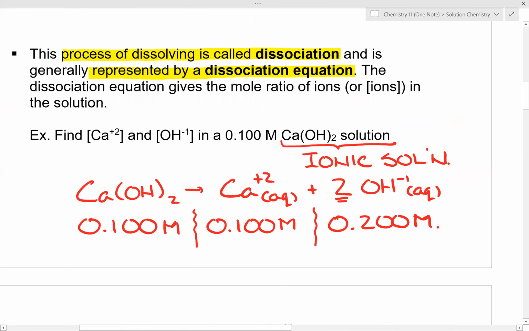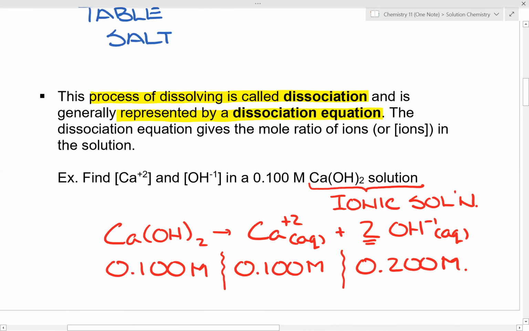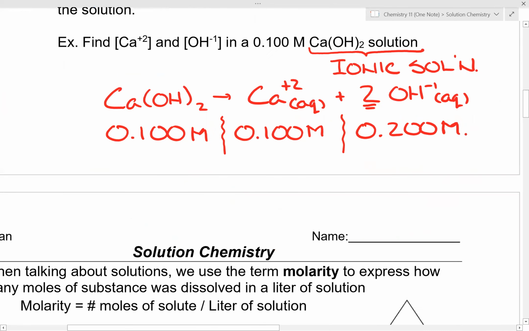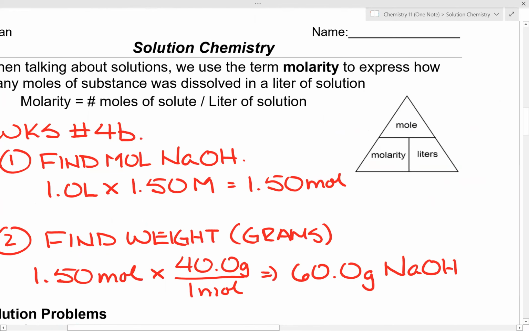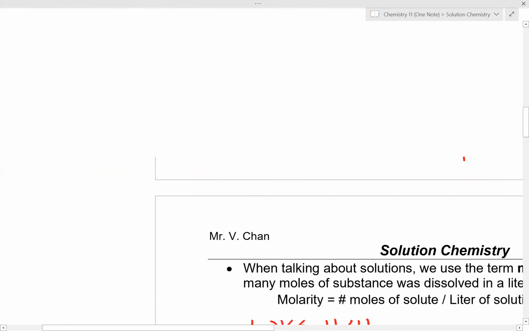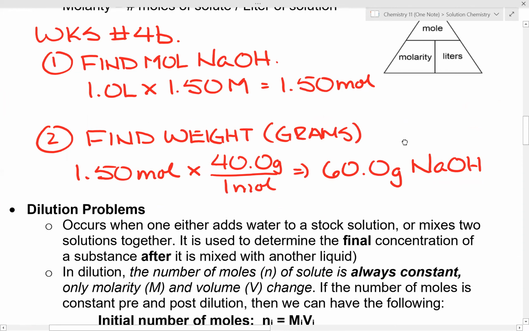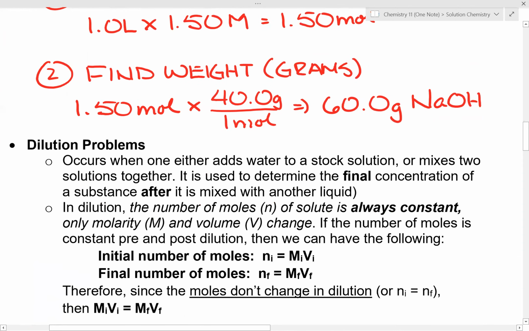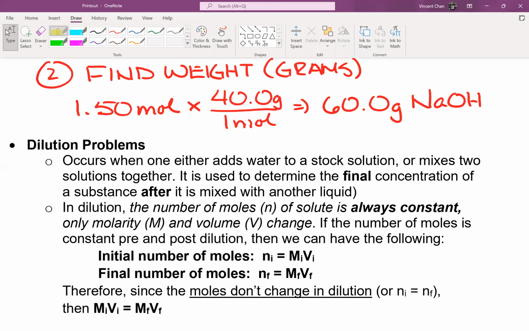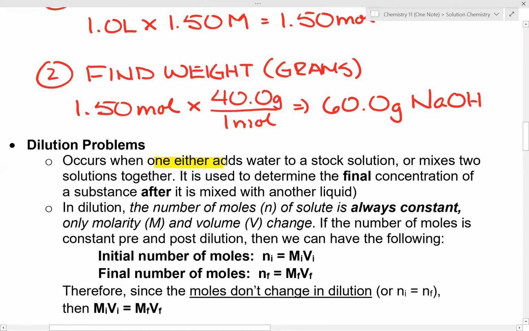Then we went over how we can apply the dissociation equation to find, let's say, the concentration of ions. And we went back over molarity, something that you should have learned from Chemistry 11's mole unit. Now, what we're going to do today is we're going to talk about another concept in solution chemistry, dilutions.